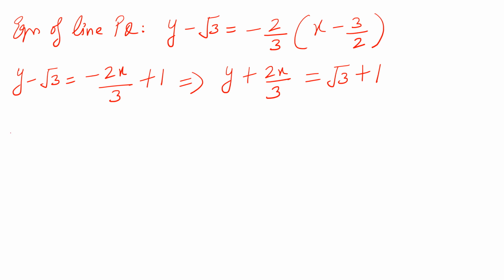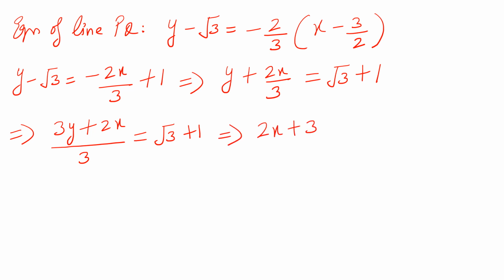Now this can further be written as (3y plus 2x) whole divided upon 3 equal to root 3 plus 1. Or finally, the equation of line PQ is 2x plus 3y equal to 3 into inside the bracket root 3 plus 1. So that means option A is the correct one.